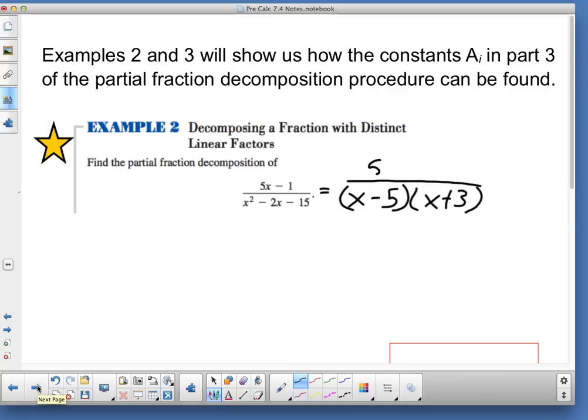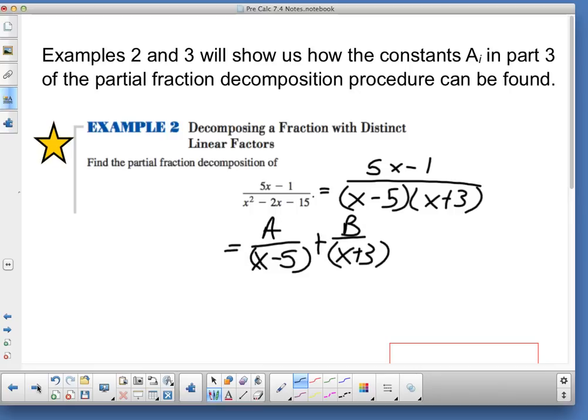And on the top, I have 5x minus 1. Now remember, when I get this done, I am going to be looking for an answer because I'm going to set up A over x minus 5 plus B over x plus 3. And this is that 5x minus 1 over x minus 5, x plus 3. The hardest part of this is the setup.